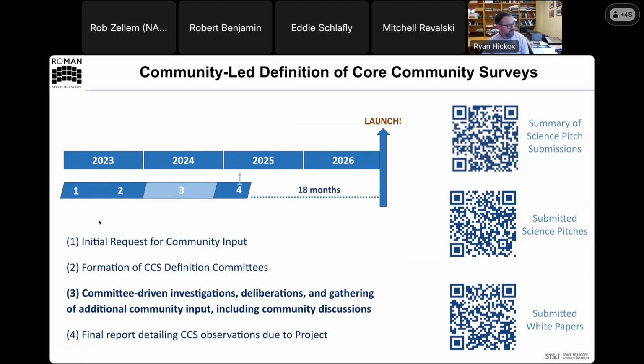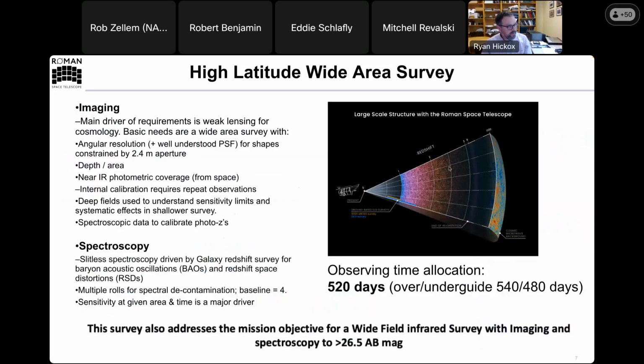We had a formation of the definition committees happen near the end of last year, and this year we've been primarily, this is where we're at now, is that committees have been doing their work. And we had a lot of submissions from white papers, science pitches, and other input from the community that we're considering in detail. And finally, our report detailing the observations is due sometime in November this year. So we're really putting things together now and are in the process of starting to solidify things. And I'll give you an update on that.